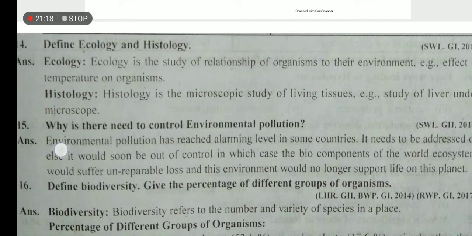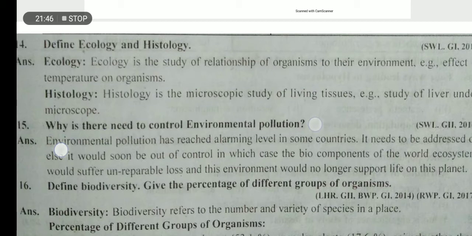Ecology is a branch in which the relationship between the organism and its environment is studied. How an organism lives in its environment. Is it a parasite, or is it useful for other organisms, or is it responsible for causing any damage to the environment. Histology is the microscopic study of the living tissues.